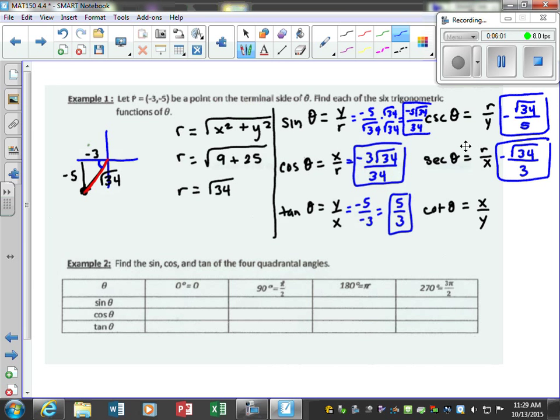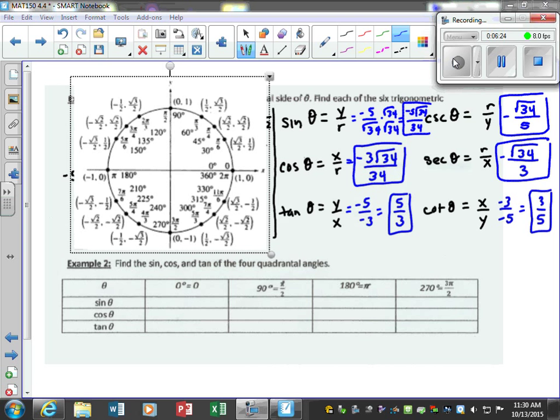And then we have last, our cotangent is going to be your x value over the y value. Our x value is negative 3, y value is negative 5. Simplify it, 3/5. Once again, you can see the reciprocal functions also apply, especially here's the easiest one to see, just you have to be careful there.